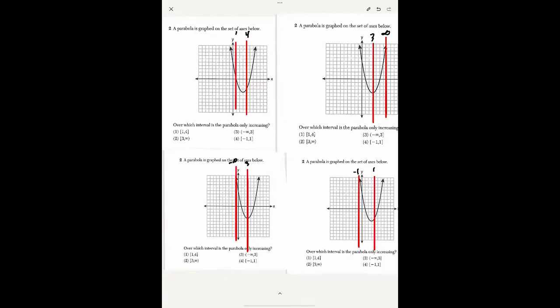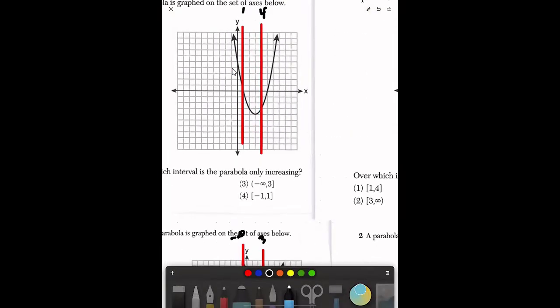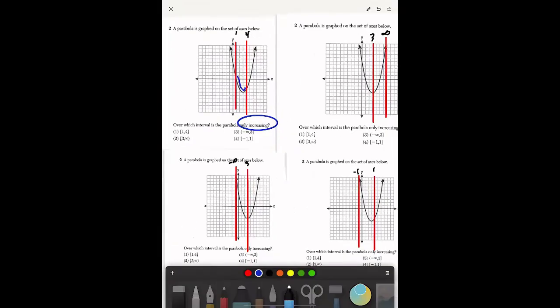All right. And basically what you're going to do within those intervals, you're just going to look to see what's going on with the function. And remember, when you're looking for increasing, decreasing, you always start from the left and you go to the right. So in this case, it's decreasing all the way till it gets to the vertex, then it starts to increase. So it's increasing and decreasing, but they said only increasing. So it's not the first one.